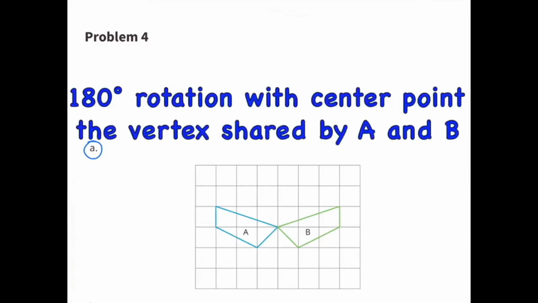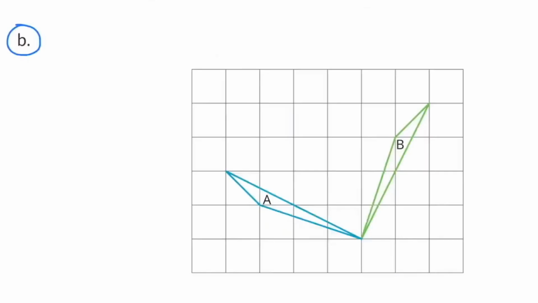180-degree rotation with center point the vertex shared by A and B. Another transformation could be a reflection across the vertical line that runs through the vertex shared by figure A and figure B.